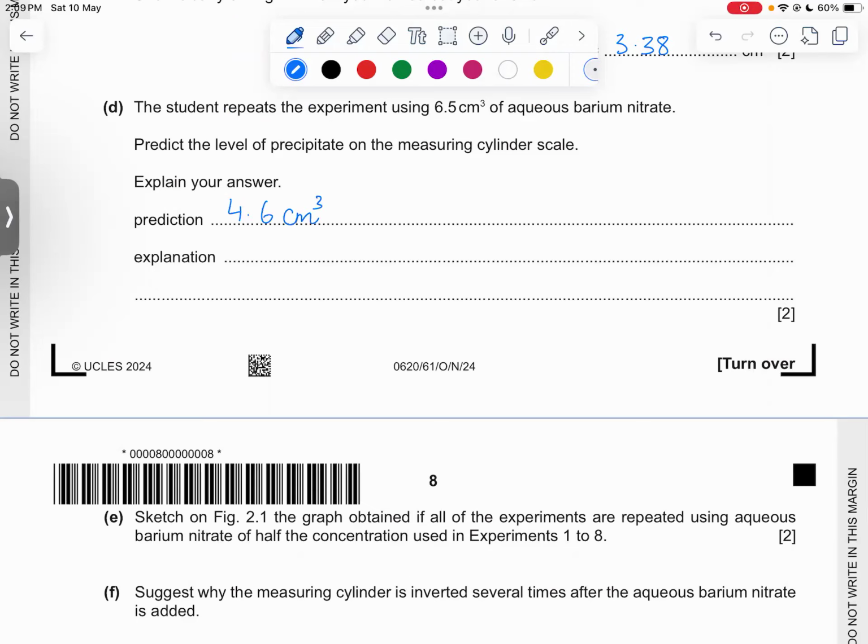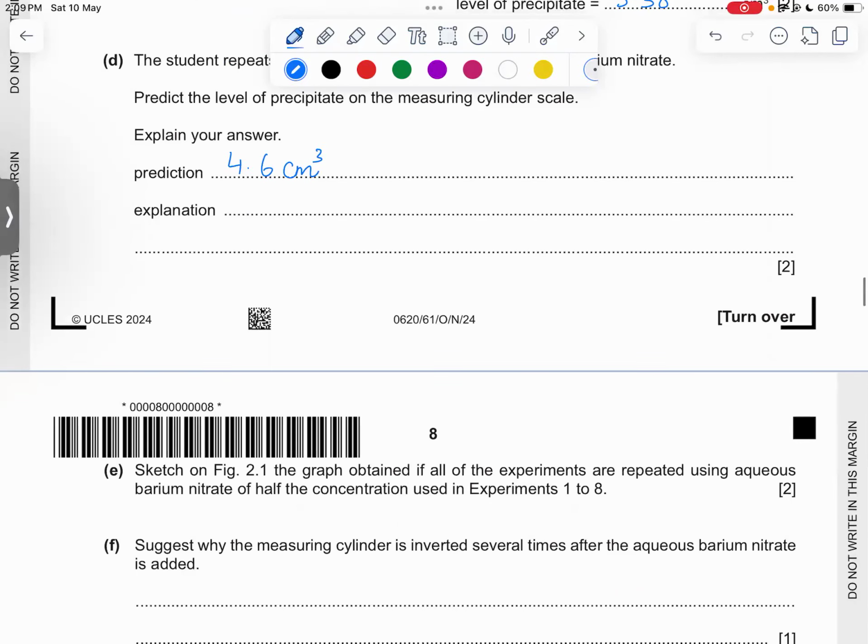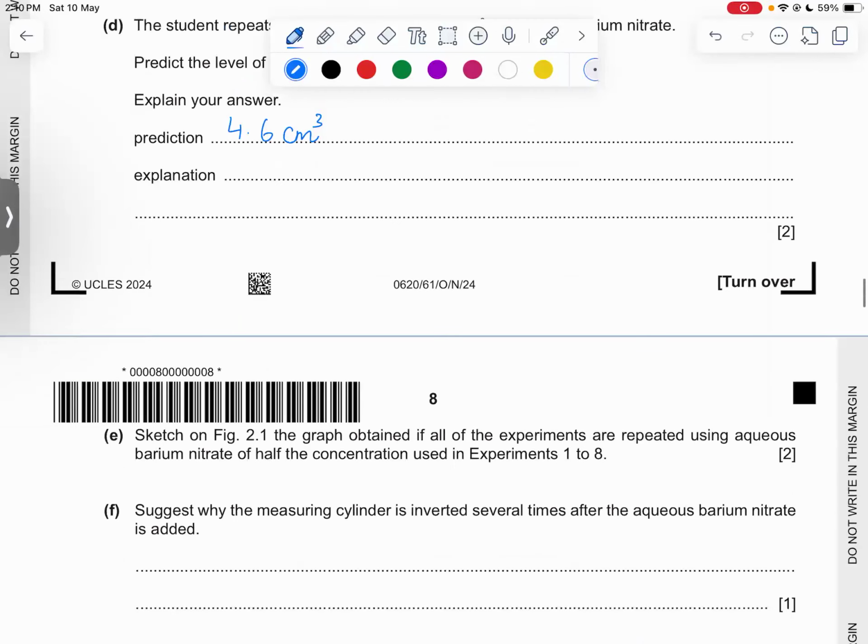And why would it be 4.6 centimeter cube? The answer is very simple. Any barium nitrate added will have no magnesium sulfate to react with, because all the magnesium sulfate would have already reacted. So we will say that all the magnesium sulfate would have run out.